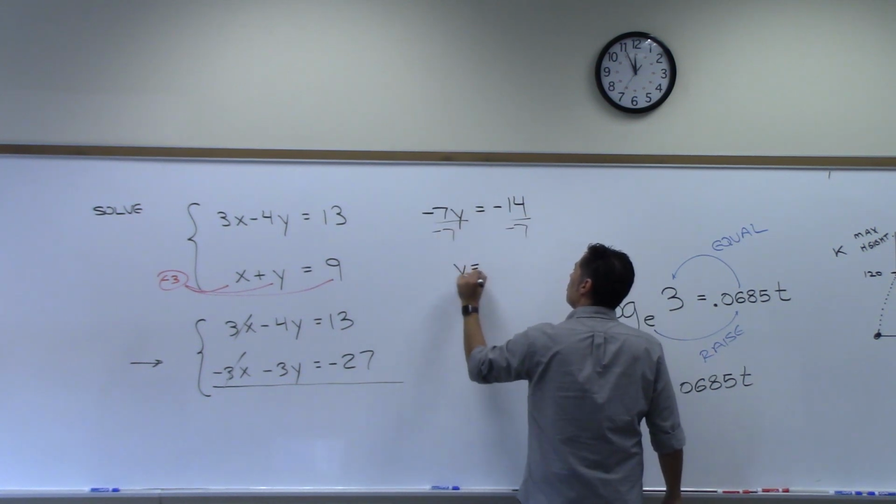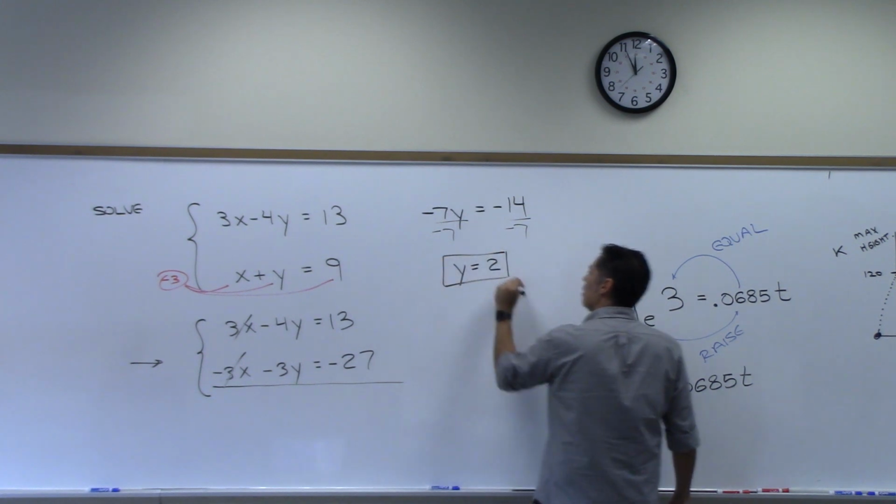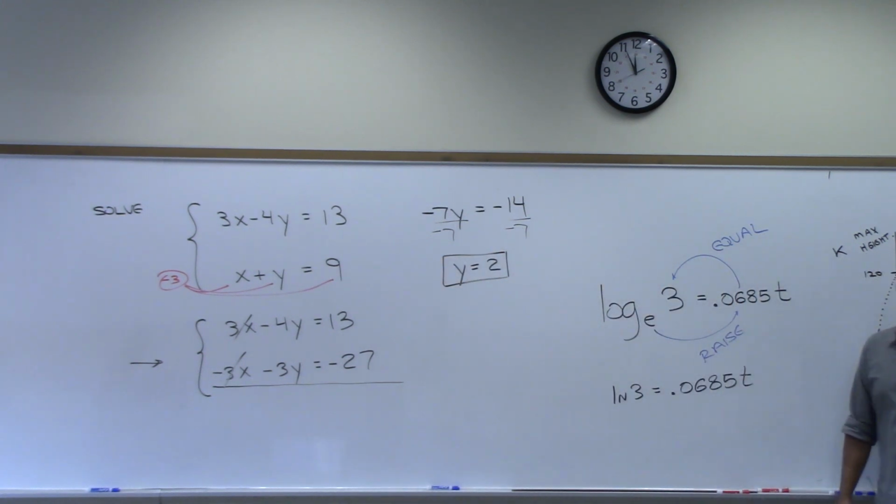Y is 2, positive 2. Okay, so you've got one answer. You need one more. You know what y is. Now you need to go get x. And to get x, you can take that answer for y and plug it in.